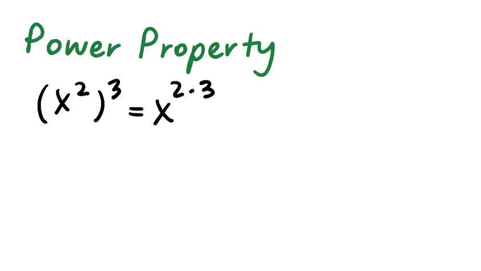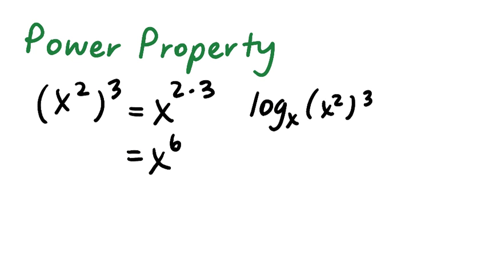Okay, for the power property, we remember what happens when we take x squared to the third power. We have x squared times x squared times x squared, which ends up with 6 total powers of x. Or we could say I multiplied the powers. So when we're talking about the log property that corresponds to this, I'm going to talk about the log with base x of x squared to the third. And maybe I ought to put parentheses around it just to be sure. Since I know that x squared to the third is x to the 6th, the exponent I'm going to put on x to get this expression is going to be 6.